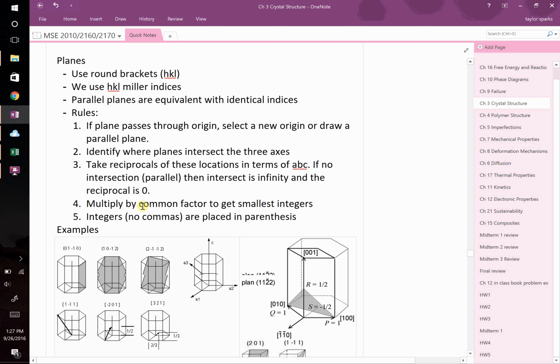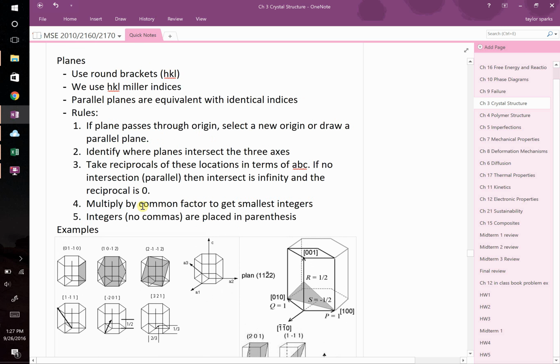Planes are harder. Planes always give people trouble. Directions are easy, planes are harder. There are some rules we're going to follow. First off, you use round brackets. We're going to use Miller indices. And parallel planes are equivalent, with identical indices. Let's come back to that in a minute.